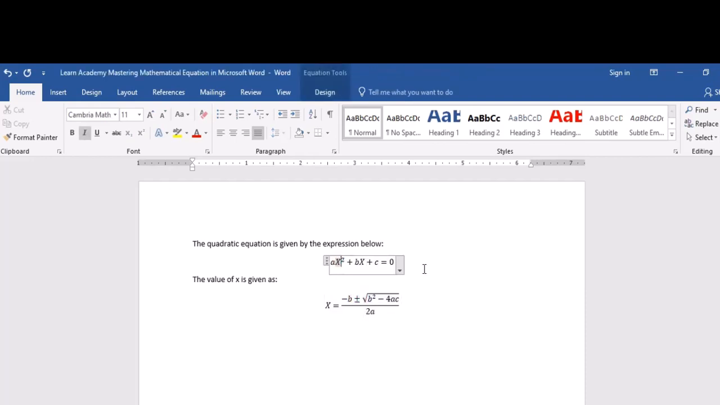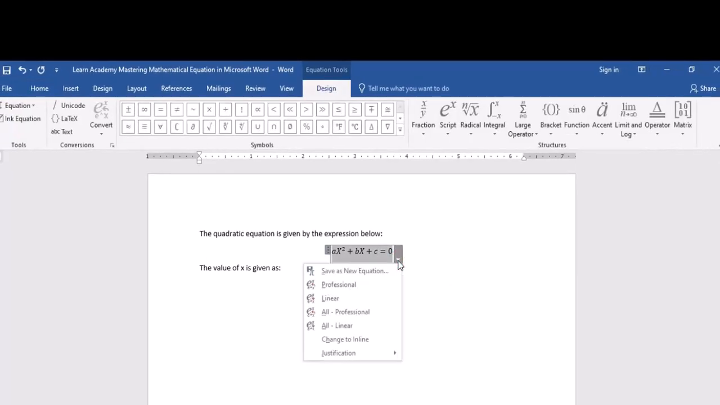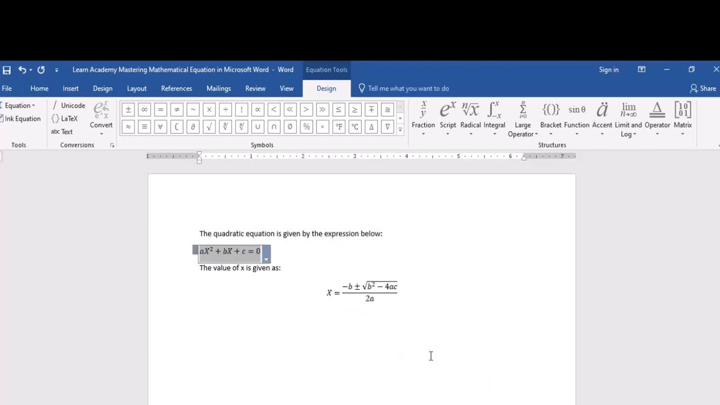Now another thing you need to pay attention to is that, remember, this equation space is center aligned. So I might want to shift it to the left or to the right, as the case may be. So how do I do that? The first thing to do is to click on the equation space, then you click on the drop down arrow, then you come down to what we call justification. You can see justification. So if I'm justifying it to the left, you can see it moves to the left.